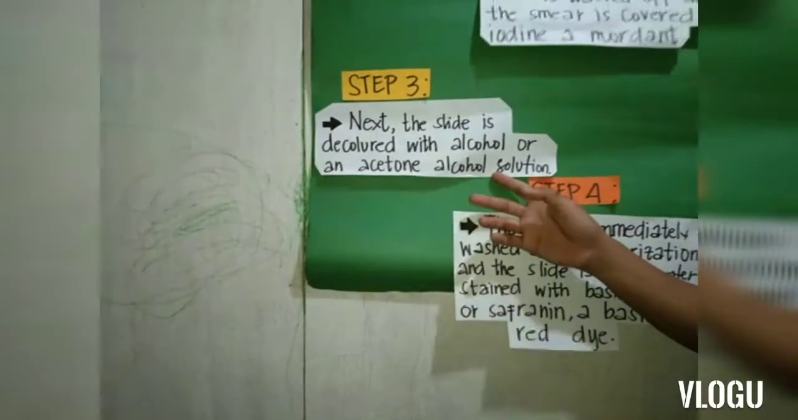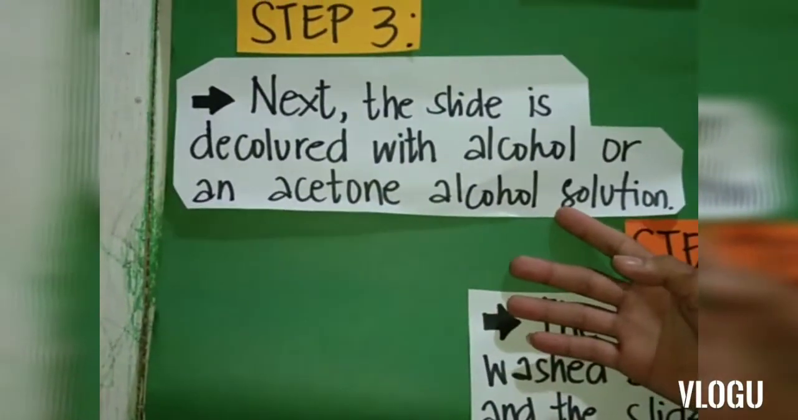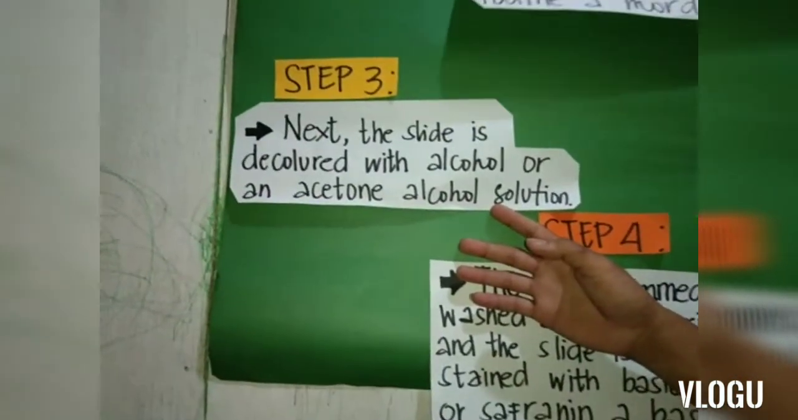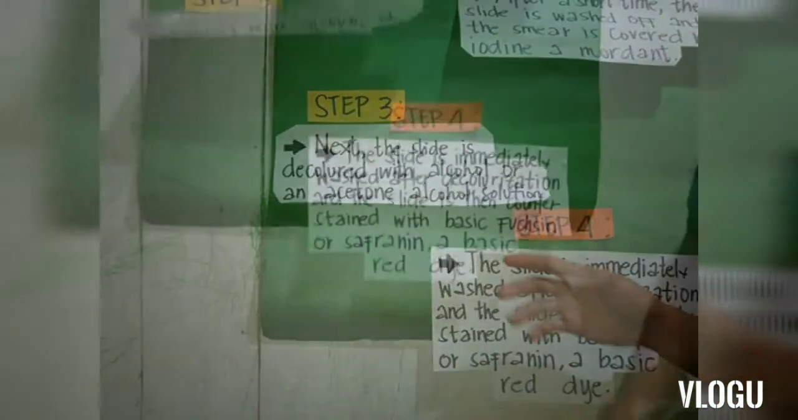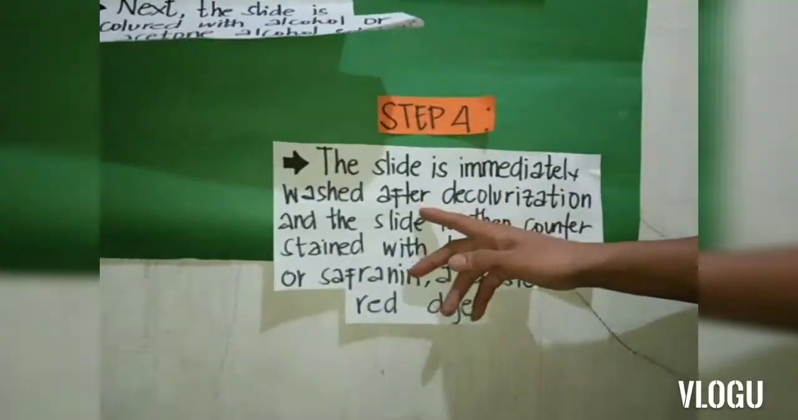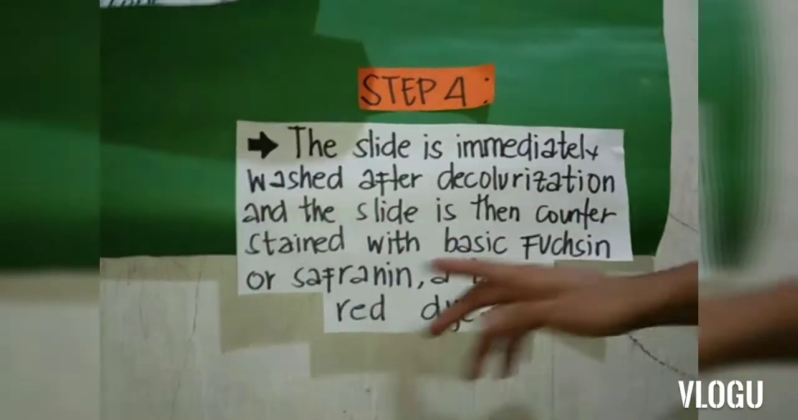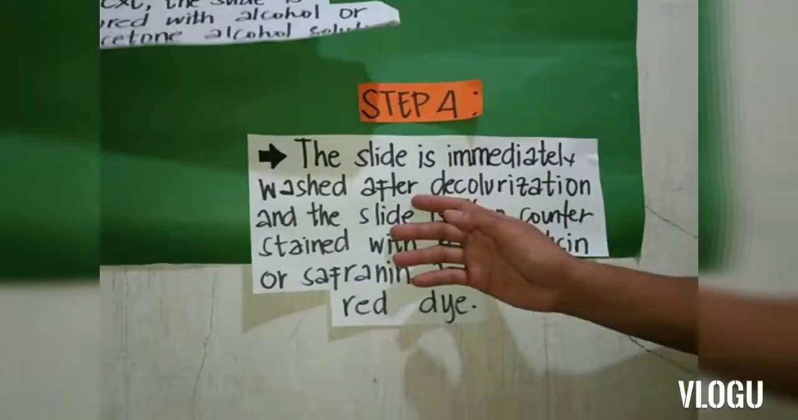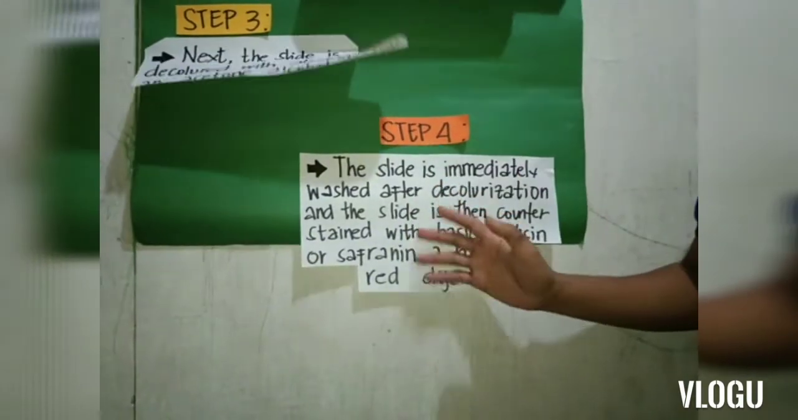Step 3. Next, the slide is decolorized with alcohol or an acetone-alcohol solution. This solution is a decolorizing agent which removes the primary stain from the cells of some species but not from others. Okay class, this is the last step of differential staining. The slide is immediately washed after decolorization and is then counterstained with basic fuchsin or safranin, a basic red dye. The smear is washed again, blotted dry, and examined under the microscope.